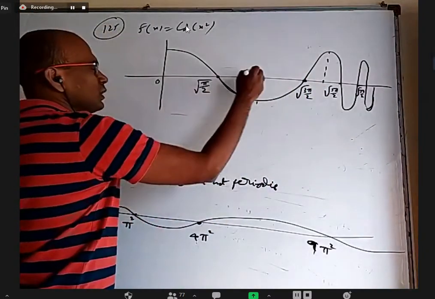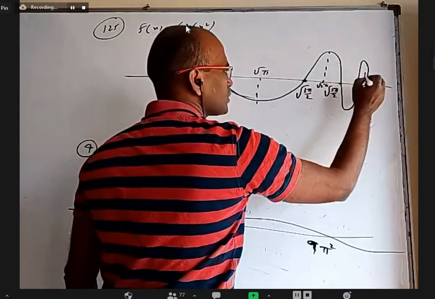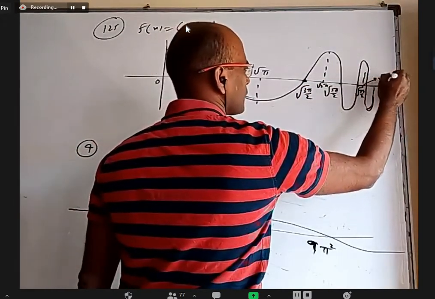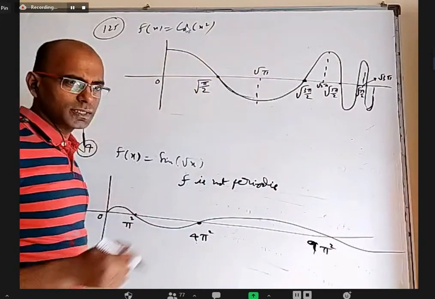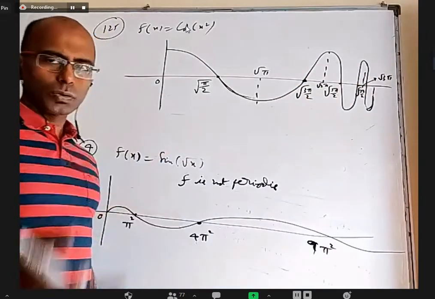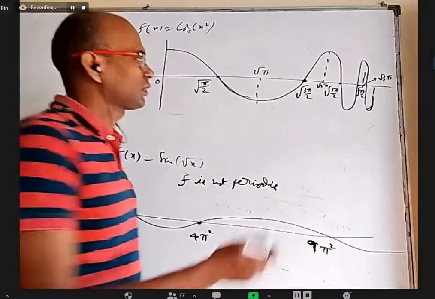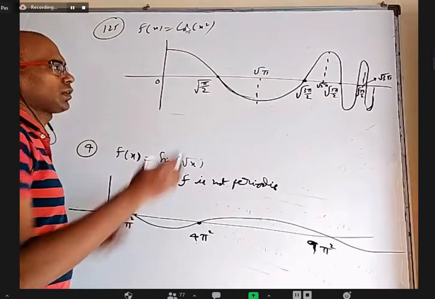For example, if you observe this, it will be more clear. This is 0. This is root pi. This is root 2 pi. And this will be root 3 pi. The gap between root pi and root 2 pi is different. The gap between root 2 pi and root 3 pi is different. Later on, root 3 pi to root 4 pi will be different. Of course, pi is also inside the root. So they are not same.